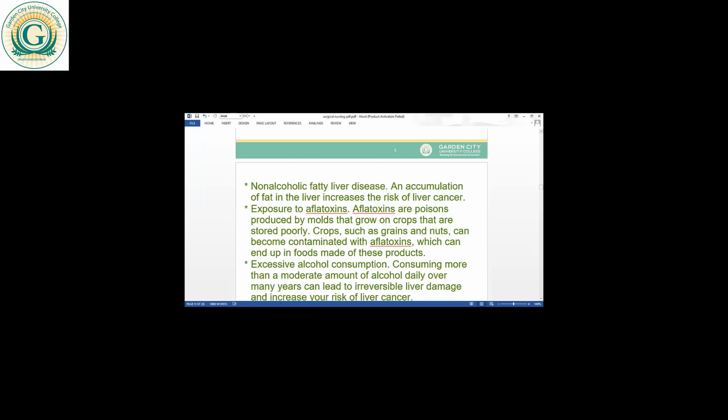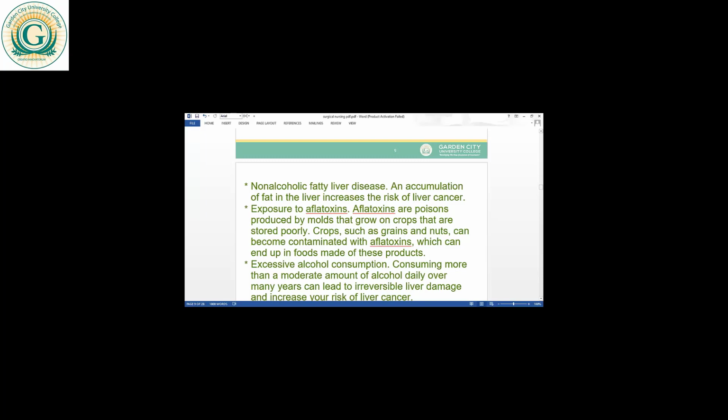Crops such as grains and nuts can become contaminated with aflatoxins, which can end up in foods made of these products. If you ingest these contaminated grains and nuts, it can predispose you. You are at risk of contracting the disease.